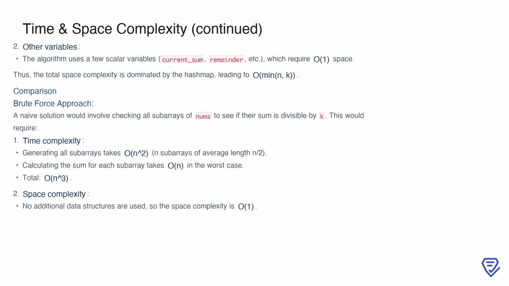To put this into perspective, let's compare our algorithm to a brute force approach. The naive solution involves checking all possible subarrays of nums to see if their sum is divisible by k. Generating all subarrays takes O(n squared), since there are roughly n squared subarrays of average length n/2. Calculating the sum for each subarray adds another O(n) in the worst case. This results in a staggering total time complexity of O(n cubed). The brute force method doesn't use any additional data structures, so its space complexity is O(1). While simple, this approach is computationally expensive and impractical for large inputs.